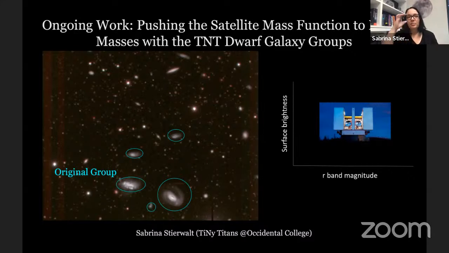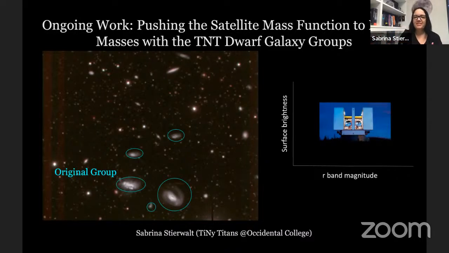And this is something that will be useful for surveys like LSST, where you can't get spectra for everything. There's just not enough time in the world. And so the way we're doing that is we're looking at a plot of R-band magnitude versus surface brightness.